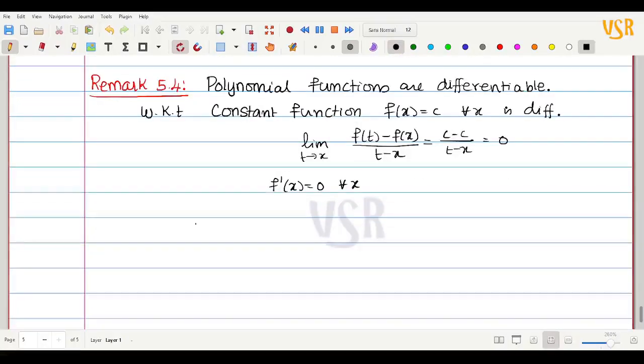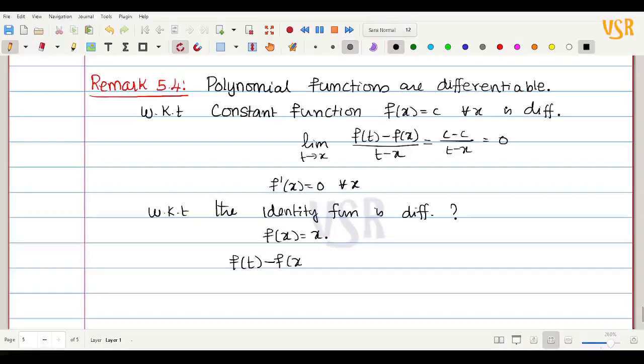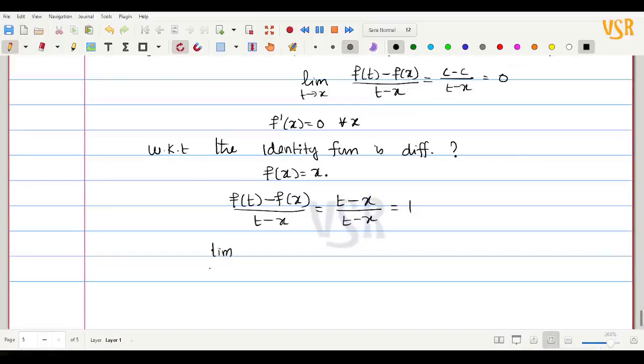Okay, next, we know that the identity function is differentiable. How? Here f of x is equal to x. Okay, let me calculate this: f of t minus f of x divided by t minus x. This is f of t equal to t minus f of x equal to x, divided by t minus x, which is equal to 1. So whatever you take, this is 1. So limit t tending to x of (f of t minus f of x) divided by (t minus x) is equal to 1. So this implies that f dash at x is equal to 1.